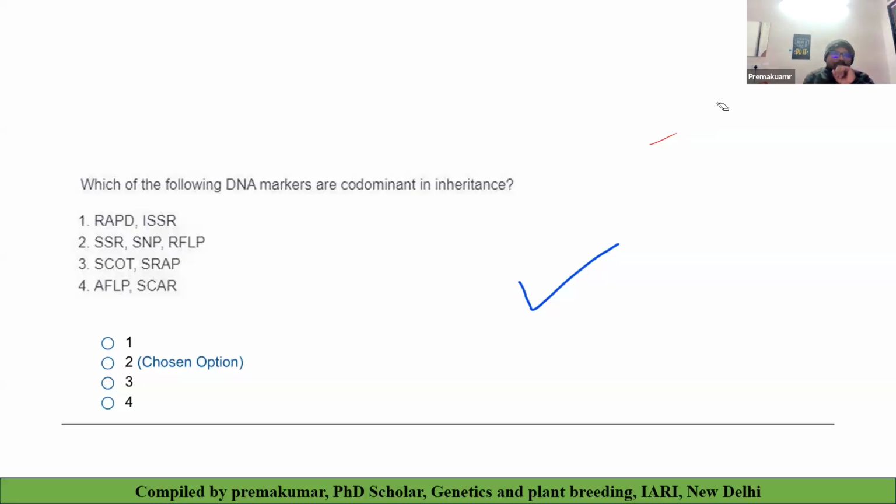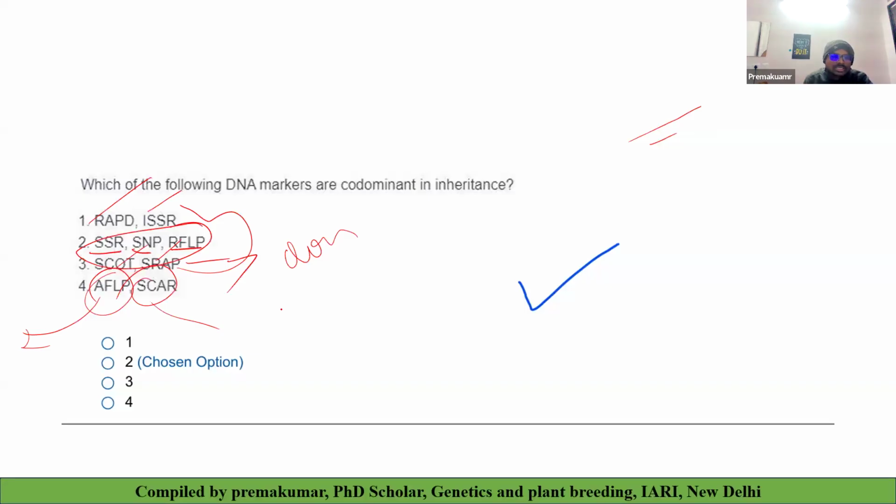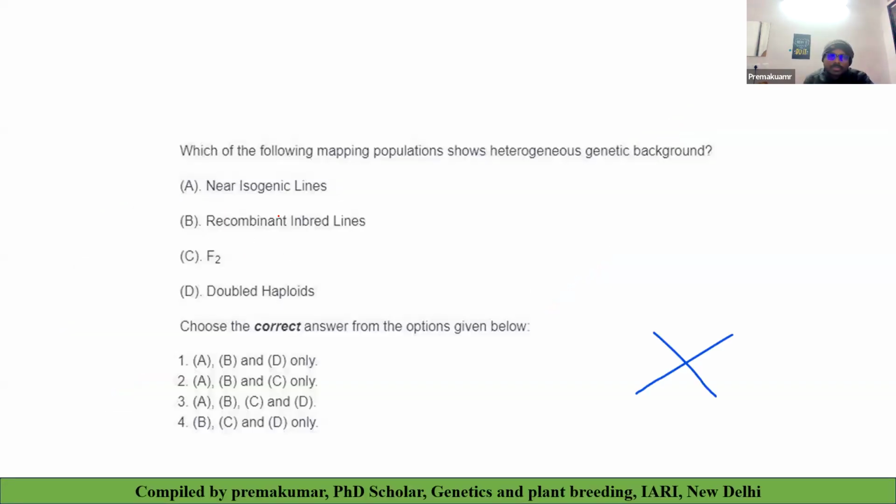Okay. Then, which of the following DNA markers are predominant in it? At least you should say the answer for this question. After two, yes: SSR, SNP, and RFLP. Because ISSR, RAPD, SCoT and SRAP are dominant only. It is just a modification of your RAPDs. Then AFLP and SCAR: AFLP we already know, SCAR also we discussed, they are dominant.